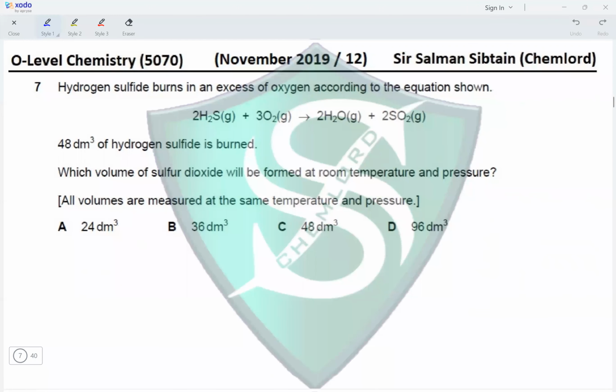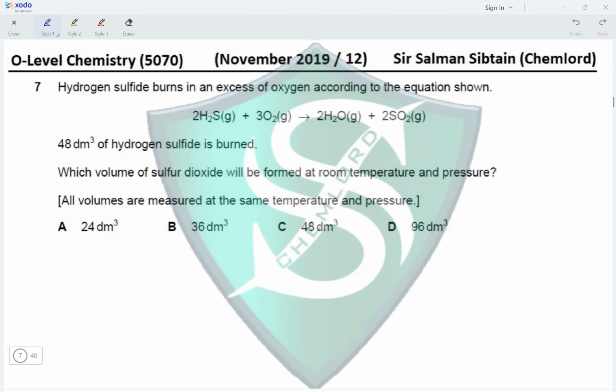Question 7. Hydrogen sulfide burns in an excess of oxygen according to the equation shown. 48 dm cube of hydrogen sulfide is burned. Which volume of sulfur dioxide will be formed at room temperature and pressure?